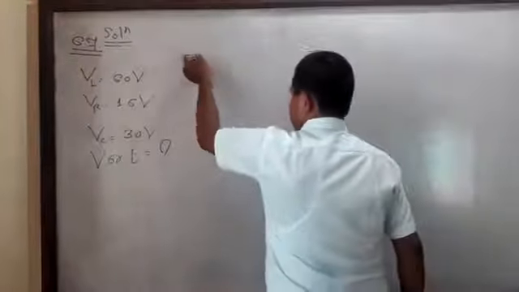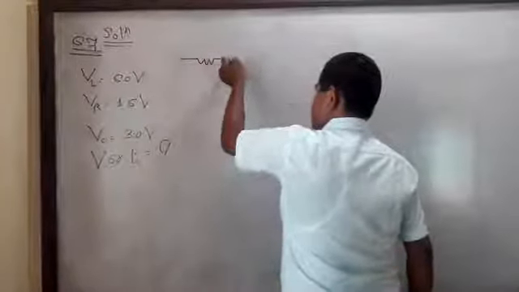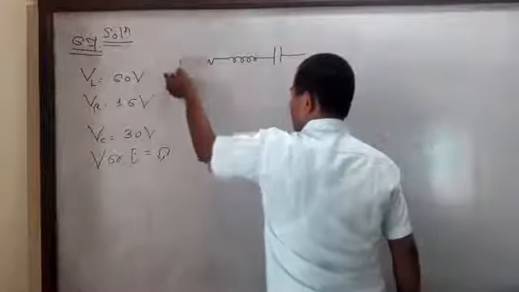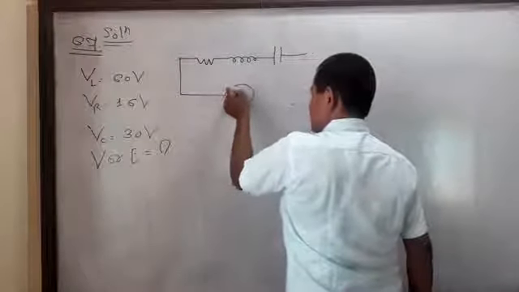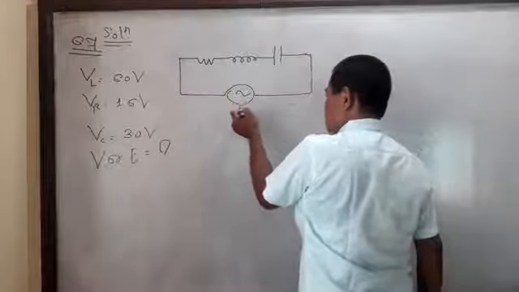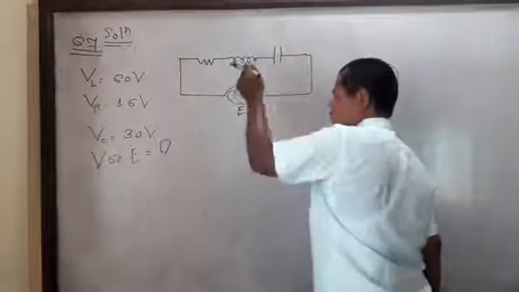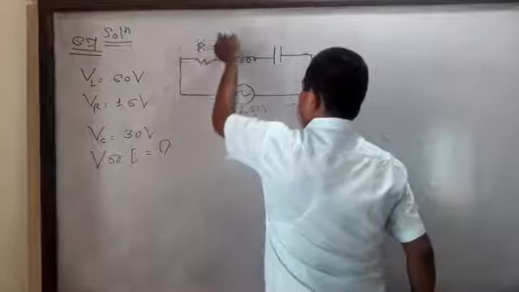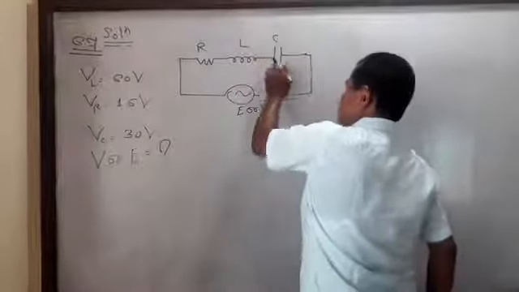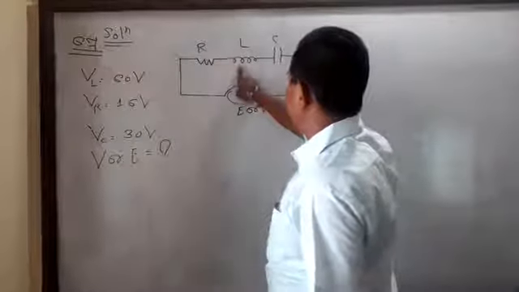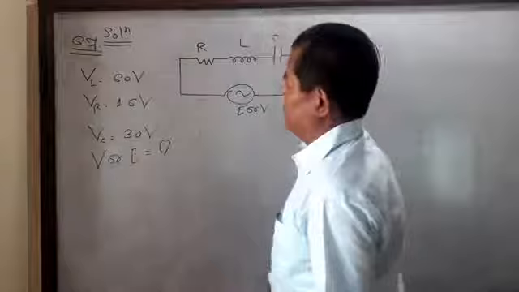There is a circuit containing a resistor, an inductor and a capacitor, all in series with an alternating EMF of E or V. This is R, this is L, this is C. This is the resistor, this is the inductor, this is the capacitor.